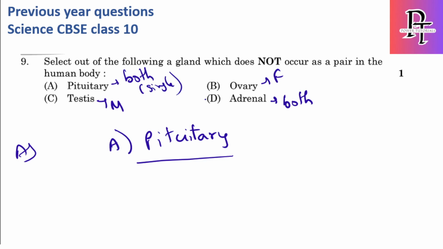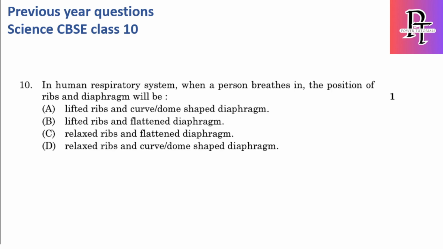Let's move to the 10th question. That is the last question for today. In the human respiratory system, when a person breathes in, what is the position of the ribs and diaphragm? First of all, the ribs will be lifted, they will expand a little. So relaxed will be wrong, it will be only lifted. And how will the diaphragm be? The diaphragm should be flattened so that it creates a vacuum to get air sucked inside. So that's why B should be the right answer.